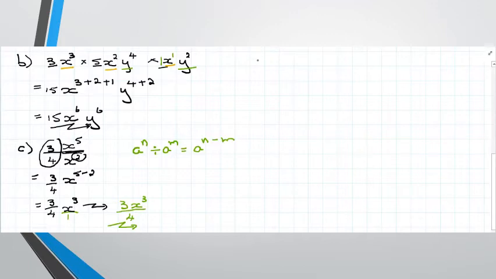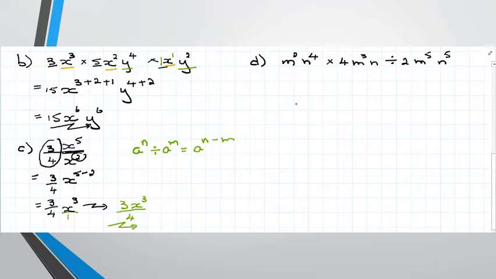Question number D. Let's go a little bit in combination with those two together. If I'm going to have m squared n to the 4, multiply 4 m cubed n, divided by 2 m to the 5 n to the 5.